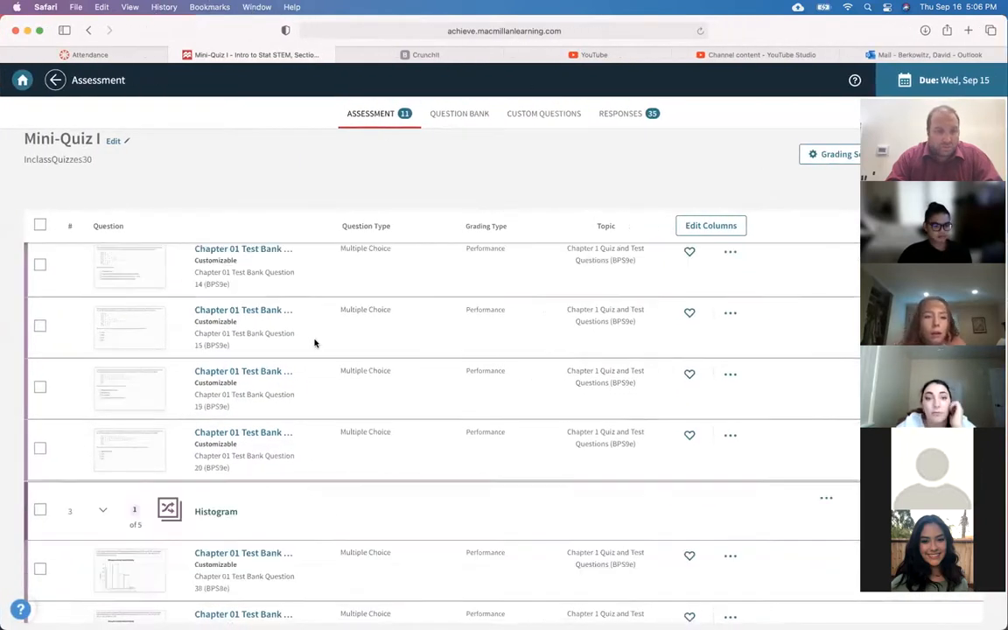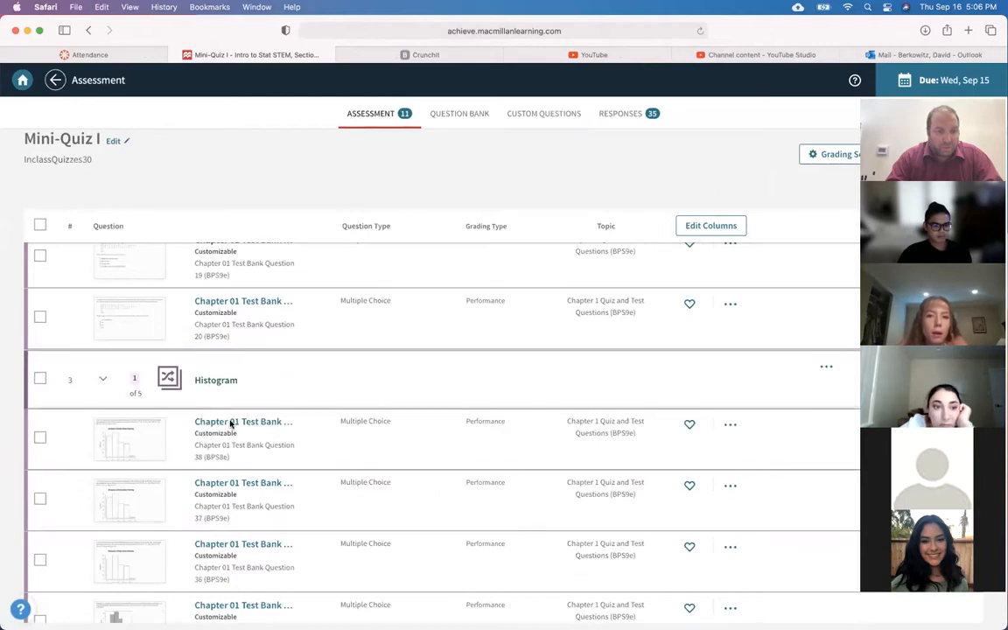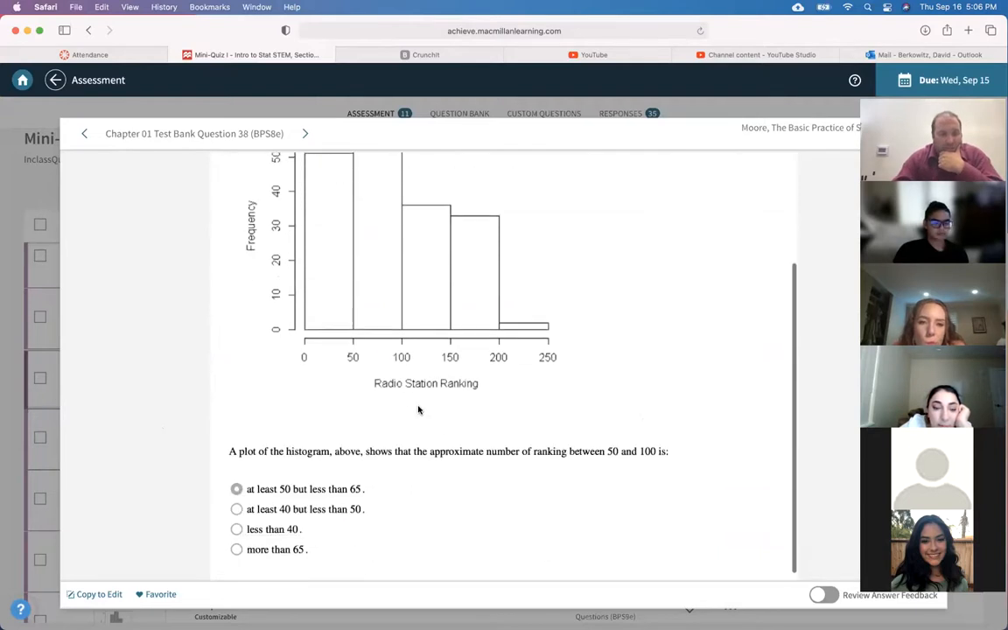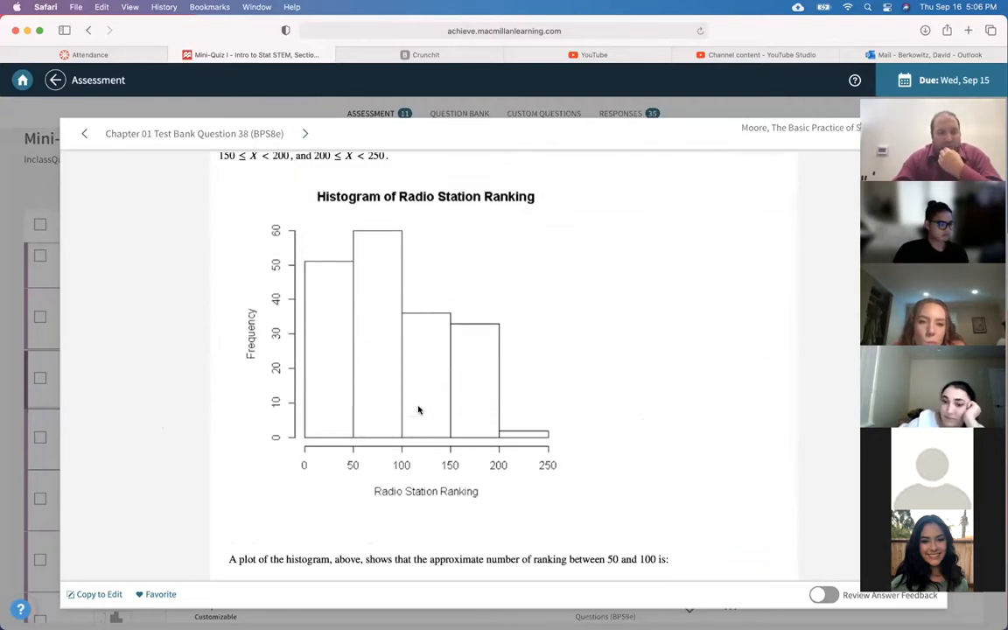Yes, okay. Question 2, histogram. I'll just look at this one. A survey of radio stations was conducted following the attacks on the World Trade Center in 2001. That's quite auspicious timing. The station rankings were included in the survey. The histogram below has the interval limits 0 to 50, 50 to 100, 100 to 150, and so on. A plot of the histogram above shows that the approximate number of rankings between 50 and 100 is, it looks like about 60.